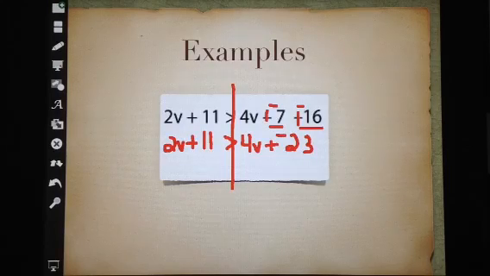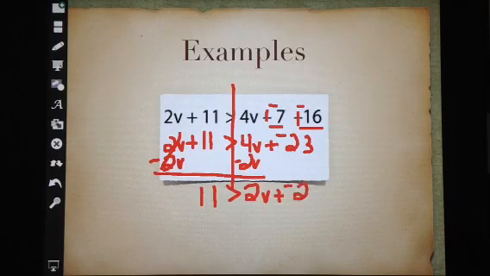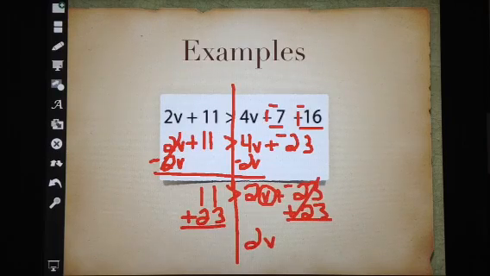Now I want to bring my variables to the same side, so it's easier to subtract 2v to both sides. I bring down the 11, the greater than sign. I get 2v plus negative 23. Now it's just a two-step equation or inequality. So I can circle my variable. I'm going to add 23, continue my line. These go bye-bye. I'm left with 2v, greater than sign, and we have 34.